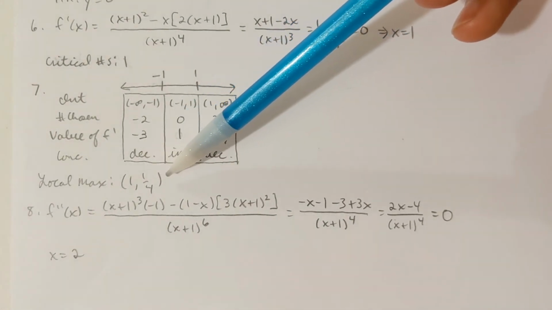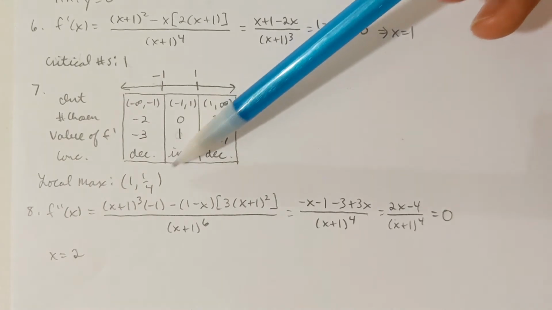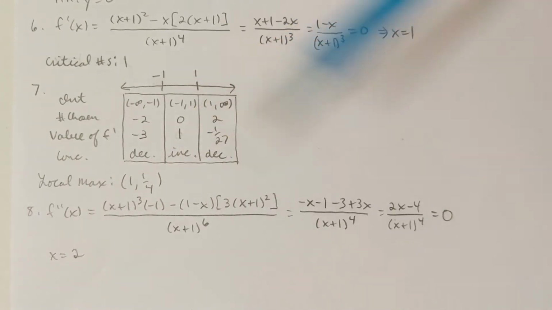We're decreasing and then increasing, but that's not a local min, right? Because -1 is not in the domain of the function. We know we have an asymptote there. But we still know what's happening around that vertical asymptote.